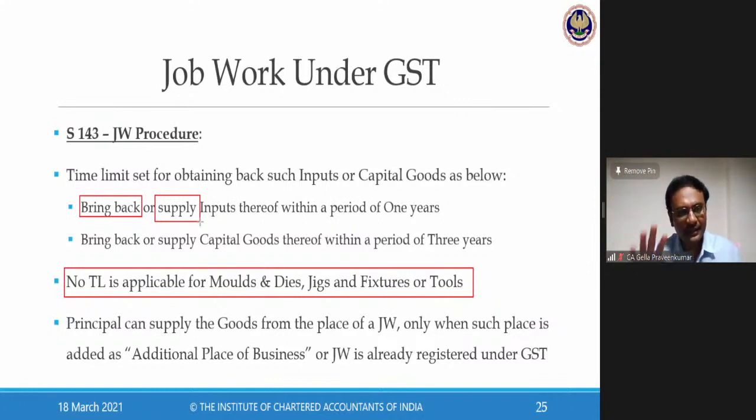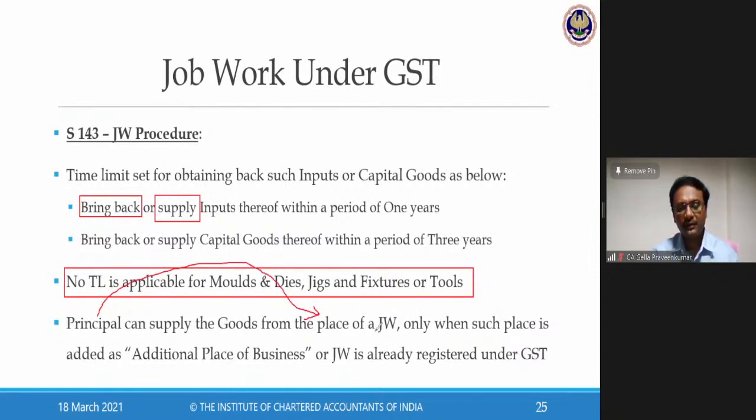So as of now, students, please keep in mind, when the goods are sent to job work, they can be brought back after the job work, or those goods can be supplied from there itself to my customer. Now, time limit is 1 year for inputs, 3 years for capital goods. Now, one condition they say: when you want to supply the goods, the principal can supply those goods from the place of a job worker.